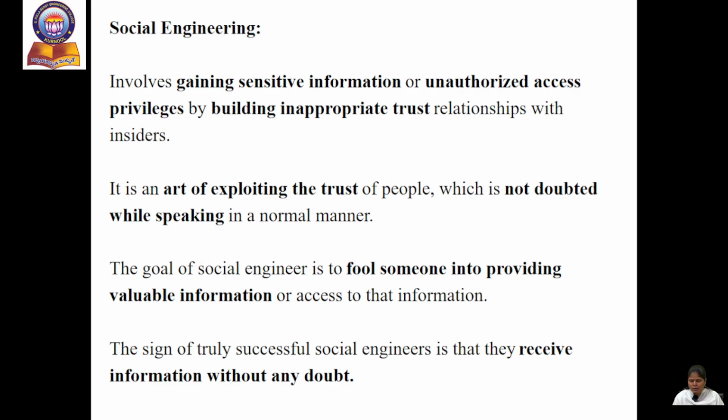So here he will first set up a trusting relationship with the people he wants to take revenge on, and he will do different sets of activities while maintaining the trust relationship with that particular person, and after that he will get whatever information he wants, then he will perform the attack on that particular person. The sign of truly successful social engineers is that they receive information without any doubt.